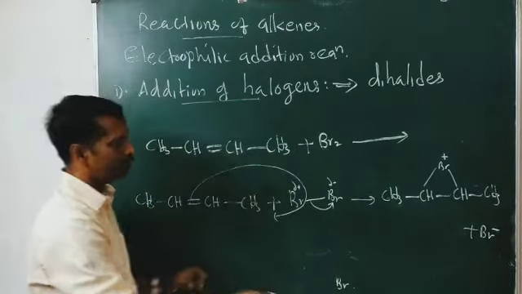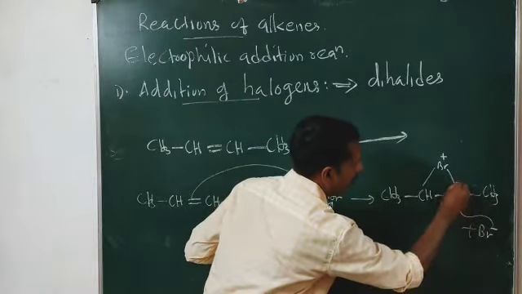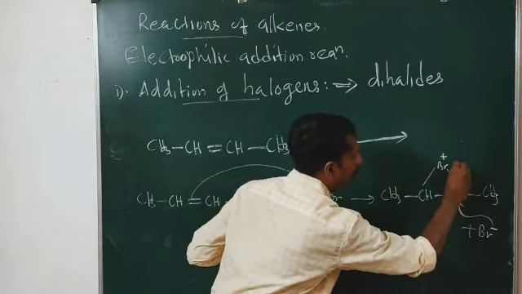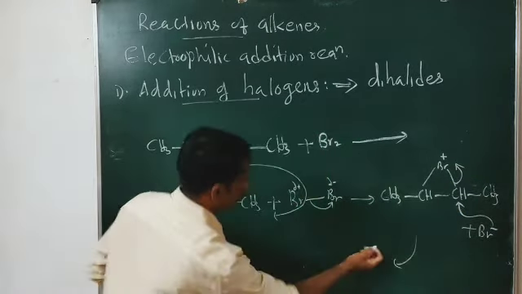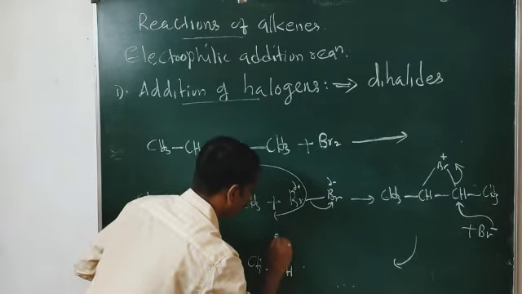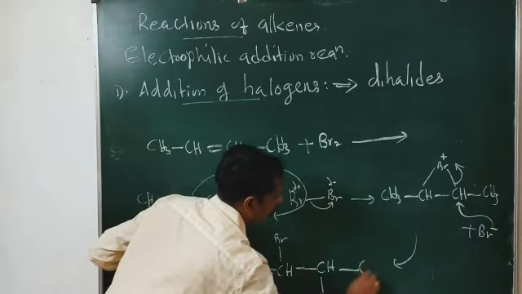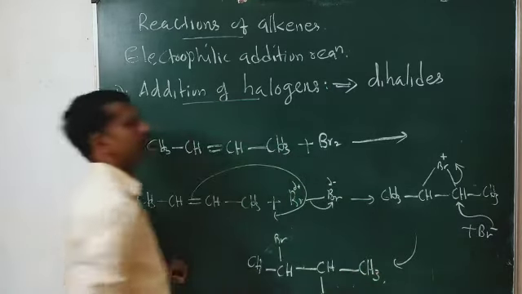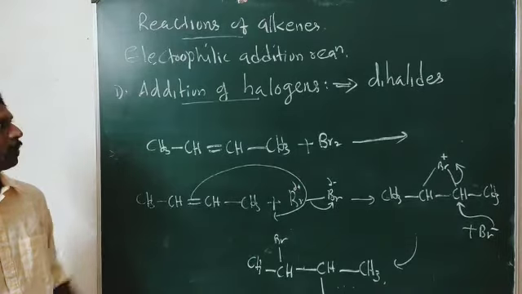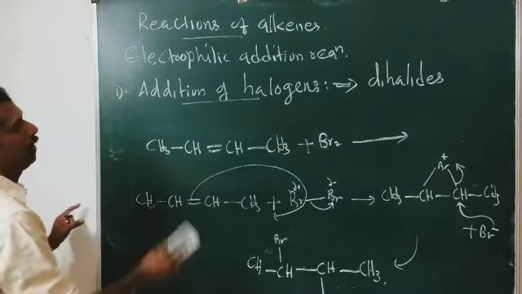Okay, in the second step, what will happen? This Br minus will attack from the back side. Then this ring will open. So what we get? We get CH3, CH, here it will become Br, and here it is CH, Br, single bond CH3. Clear? Okay, this is the mechanism of addition of halogens.